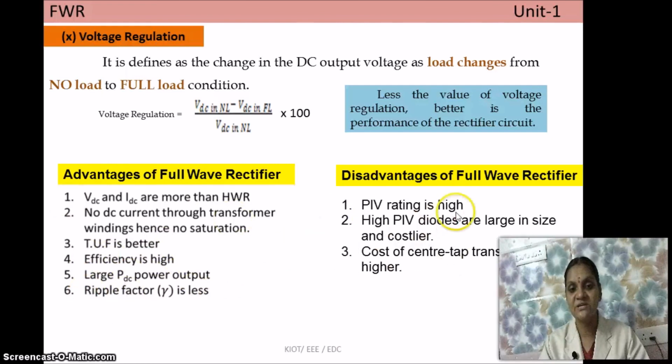And the disadvantage is the peak inverse rating, as I already said, which is high. High peak inverse rating diodes are somewhat bulky in size and at the same time costly. The cost of the center tap transformer is higher. So compared to these many advantages, these disadvantages are of least bother. So we widely use the center tap full wave rectifier for almost all applications.